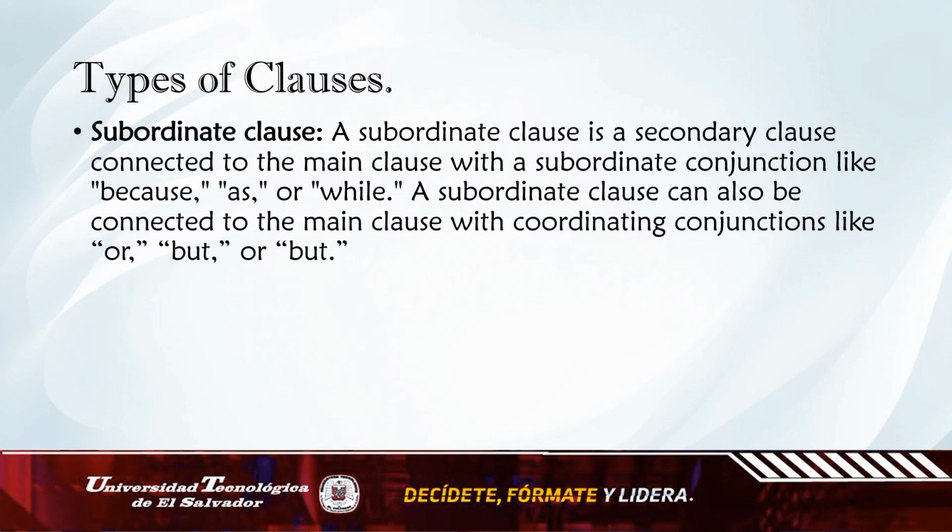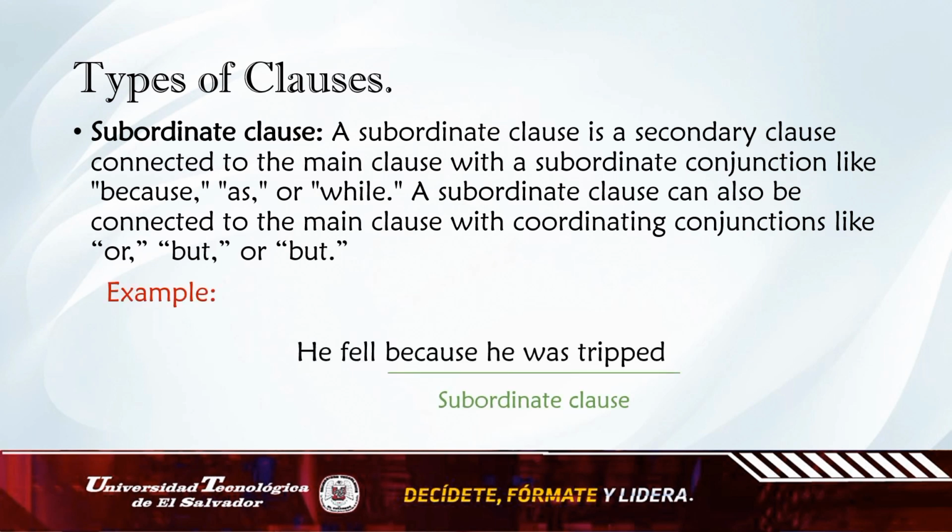Subordinate clause. A subordinate clause is a secondary clause connected to the main clause with a subordinate conjunction like because, as, or while. A subordinate clause can also be connected to the main clause with coordinating conjunctions like or, but. Without the conjunction, a subordinate clause could be the main clause, but the subordinate conjunction makes it an incomplete thought. For example, in the sentence "he fell because he was tripped," the subordinate clause is "because he was tripped."